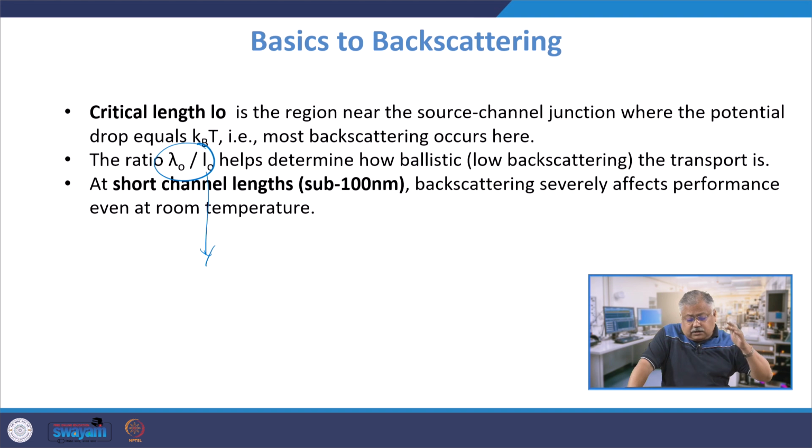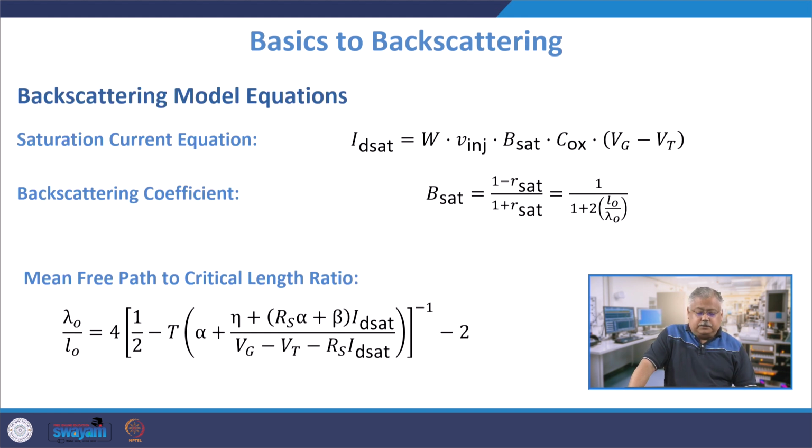Now, at very, very short channel lengths of sub 100 nanometer, backscattering affects the output performance at room temperature. So, these are the backscattering models, again not required for a bachelor's course. You can actually skip these slides, but those who are interested to do a deep dive into devices at cryo, this might be of importance to you. There are two components here.